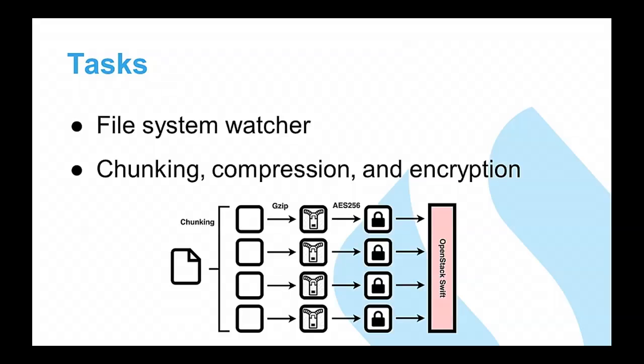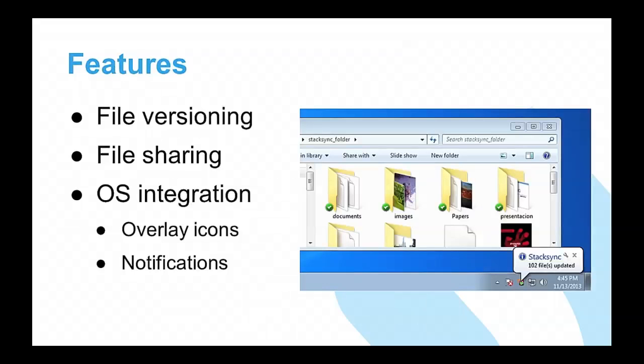This process is first to split the file into small chunks, compress them, and optionally encrypt them or not. Once this process is done, we upload all the chunks to OpenStack Swift. Some of the features that the desktop client has are file versioning, file sharing between users, and OS integration. By OS integration, we understand overlay icons and notifications.